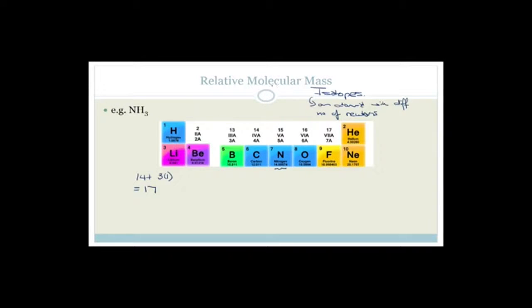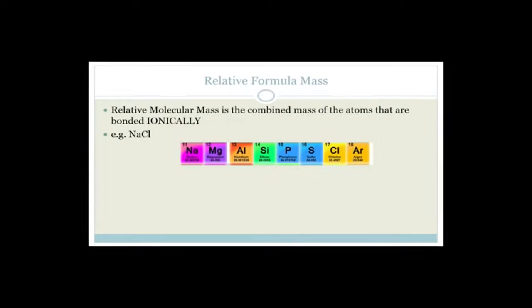covalently bonded things form molecules, like I said before with water, where I said, look, this is a water molecule, they're covalently bonded. So relative molecular mass is exactly what we've just said, but of something that's covalently bonded, whereas formula mass is for something that's bonded ionically. For example, sodium chloride.